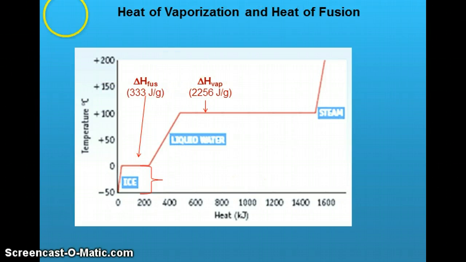All right, you notice the second plateau at the top is actually very long in comparison to the first plateau. The heat of vaporization is 2,256 joules per gram, so it's almost 7 times larger than the heat of fusion. And what the heat of vaporization represents is how much energy you have to add to water to break the last existing intermolecular forces that will then allow it to turn to steam.